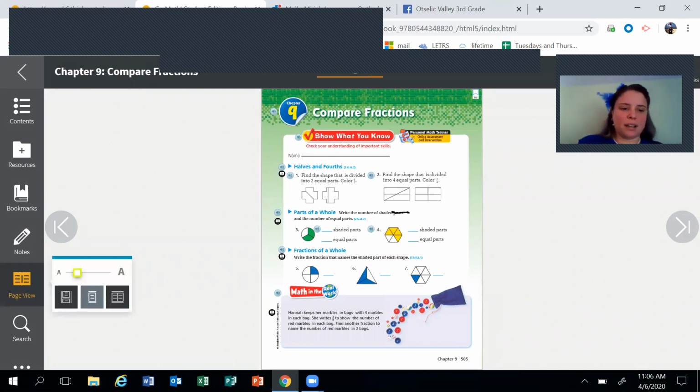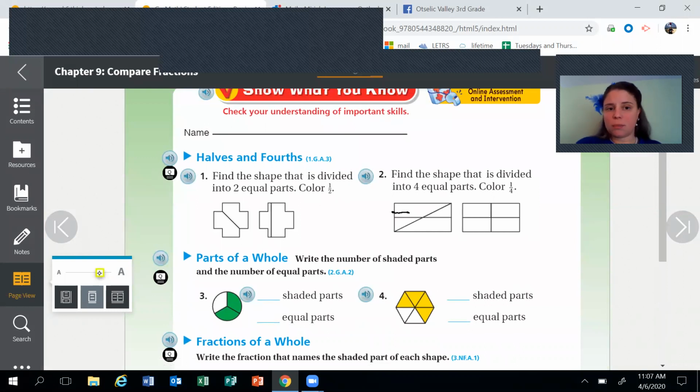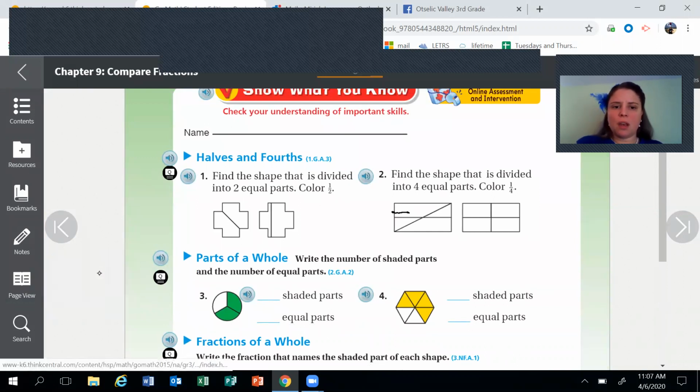So we're going to go ahead and make the page a little bit bigger. So let's do halves and fourths. It's important to read all of the headlines, right? Find the shape that is divided into 2 equal parts. Color 1/2. You got to make sure you're following the directions. For number 2, find the shape that is divided into 4 equal parts. Color 1/4. I am not doing either of these for you. You can do them on your own.